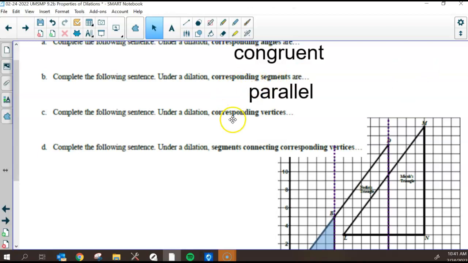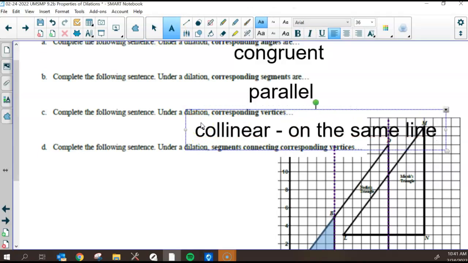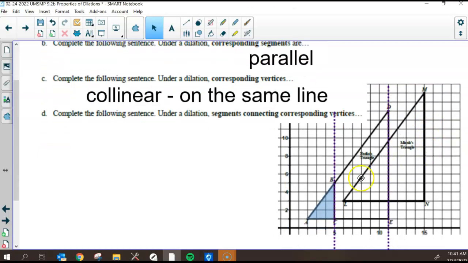Under a dilation, corresponding vertices are, I'm going to give you another fancy word here, collinear, on the same line. That's how we find that center of dilation. Because B and D were corresponding, so they're on the same line. M and B are on the same line, and that line is going to go all the way back to that center of dilation.